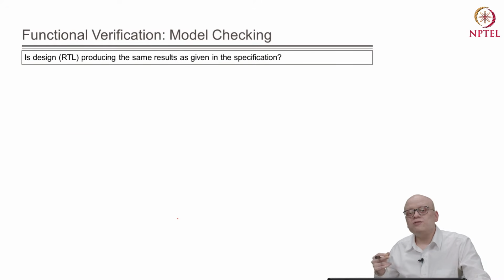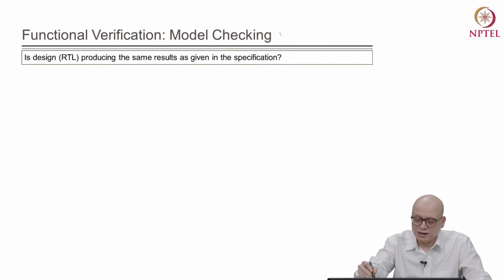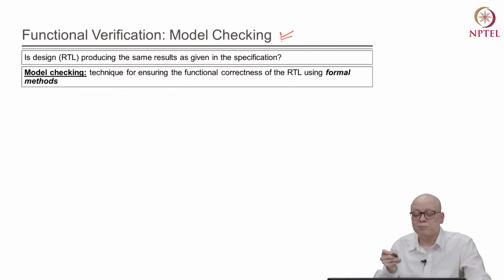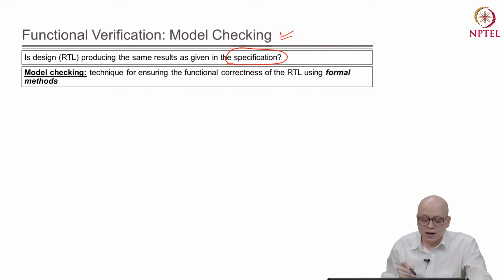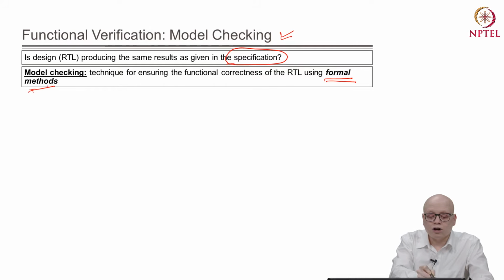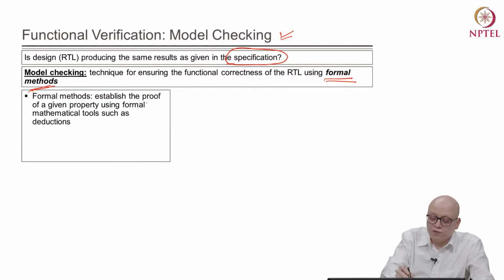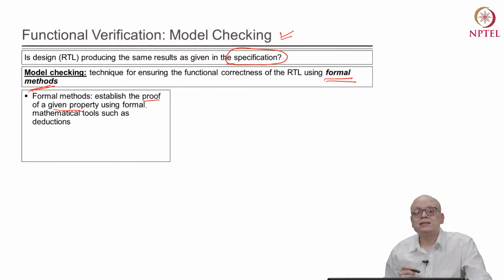So there are alternative ways to do functional verification. One alternative is model checking. What is model checking? In model checking also we check the functionality of a design and see whether it is matching the specification or not. But the difference between model checking and simulation based checking is that in model checking we typically use formal methods. And what are these formal methods? Formal methods basically establish the proof of a given property using formal mathematical tools such as deductions.